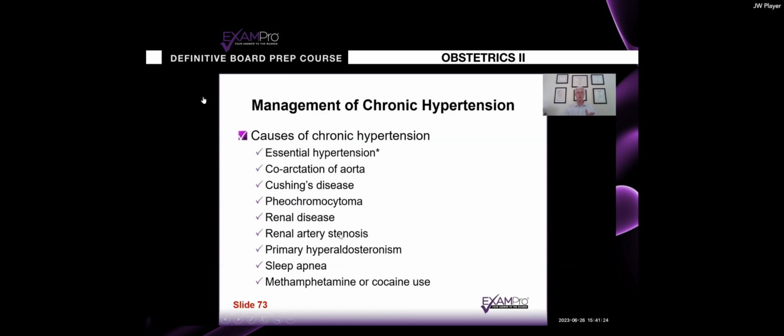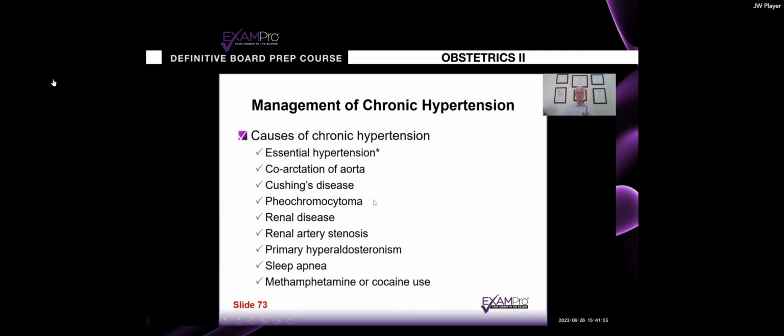I think the important ones, just to be able to name if they ask you for a few, would be renal disease, very common. Renal artery stenosis kind of goes along with that. Sleep apnea, fairly common these days. Drug use, methamphetamines or cocaine, those would be a good 4 right there. If you want to add one more, you could add Cushing's disease. But the common ones would be renal disease, renal artery stenosis, sleep apnea, methamphetamine. Those can be secondary causes that are not essential that can lead to the development of chronic hypertension. And they do ask about this in the examination.